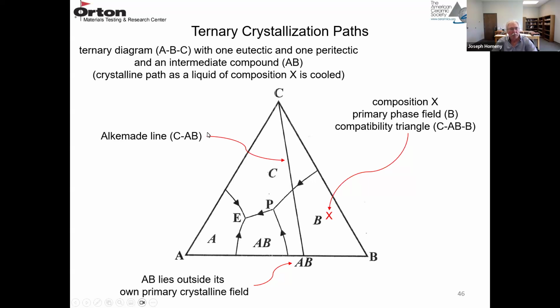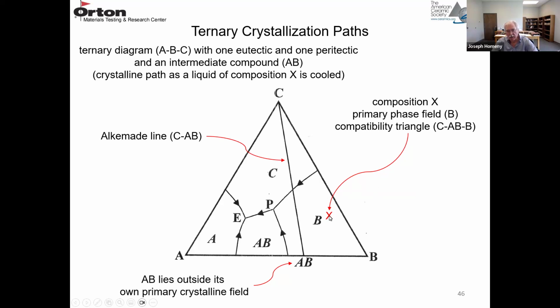So this is another example. We have an intermediate compound, AB, and we'll look at a point X of this composition and trace the crystallization path. Our alkemade line is CAB. Now, this compound AB is outside of its primary crystallization field. So we have a primary field for A, C, B, and AB, and it's incongruently melting because its composition is outside of its primary phase field.